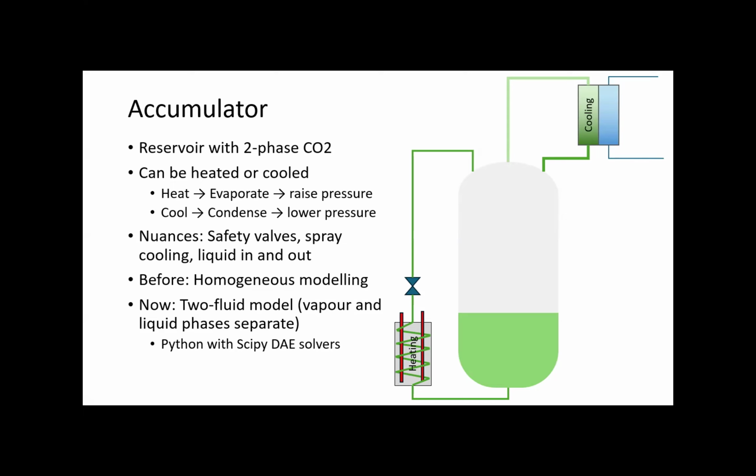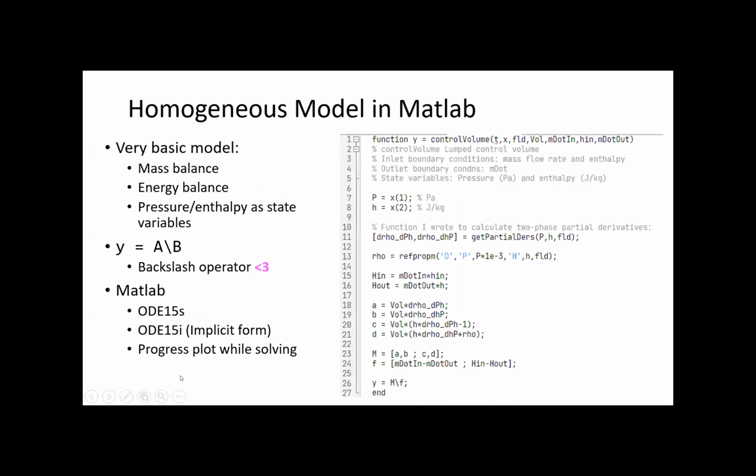To make this two fluid model, we used Python, and actually first I show you the homogeneous model. This is kind of the Matlab implementation of it. It's extremely simple because the construct that you see here is how you solve all differential equations in Matlab, where you basically have the two governing equations, the mass and the energy balance, and the derivatives of these state variables are in y, and your coefficients and so on are in A, and on the B you have the boundary conditions.